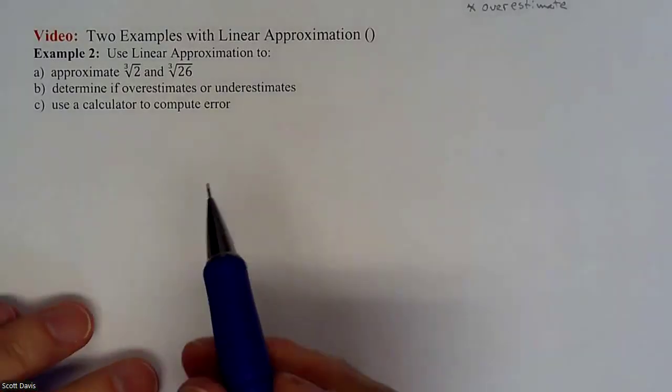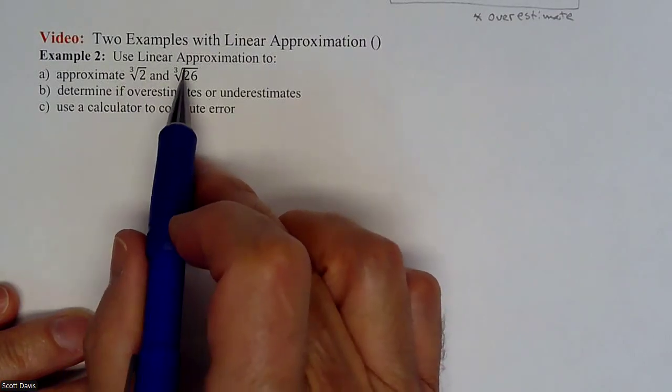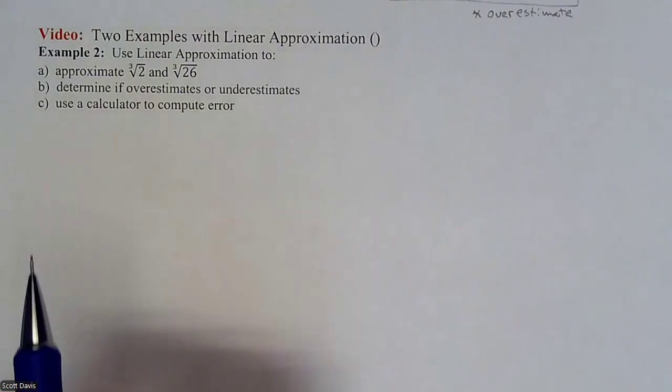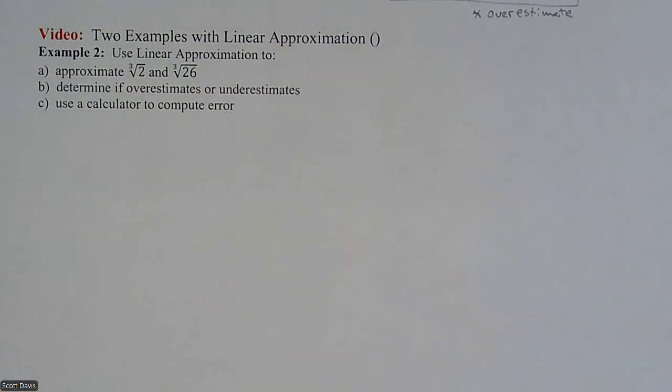In this example, we are trying to use linear approximation to get an idea what the cube root of 2 is and the cube root of 26, and then we'll talk about are these overestimates or underestimates, and then we'll see how close we are to what the actual answers are.